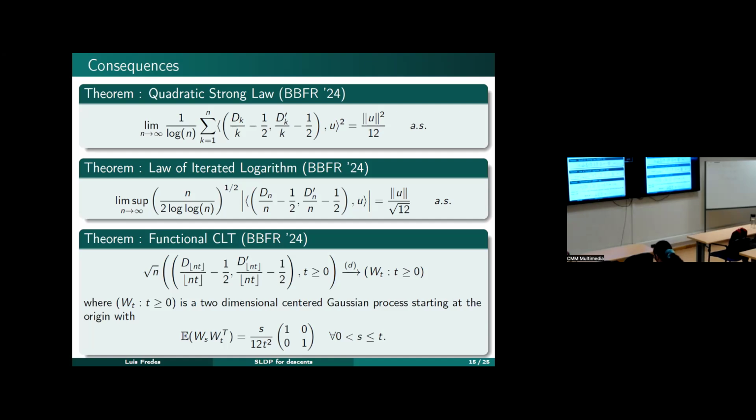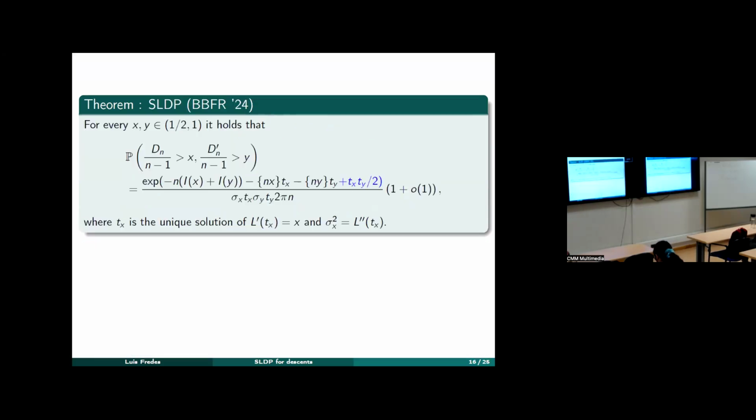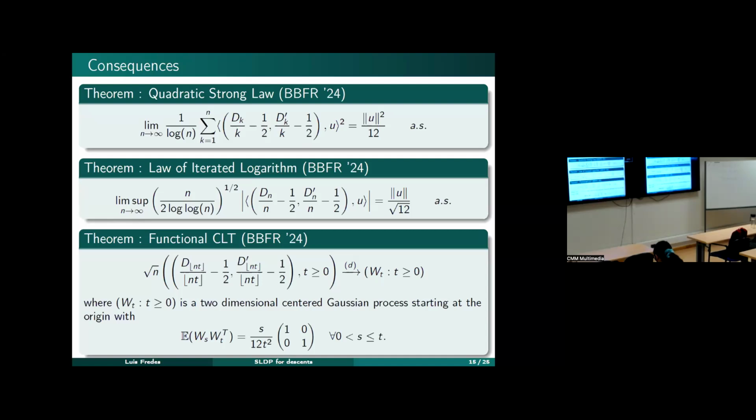So we have these results, and what can we say about the sharp large deviation principle? It's very different from our problem. Yeah, it's very different from the others. And of course, if you didn't have the integer part, you would have a problem.